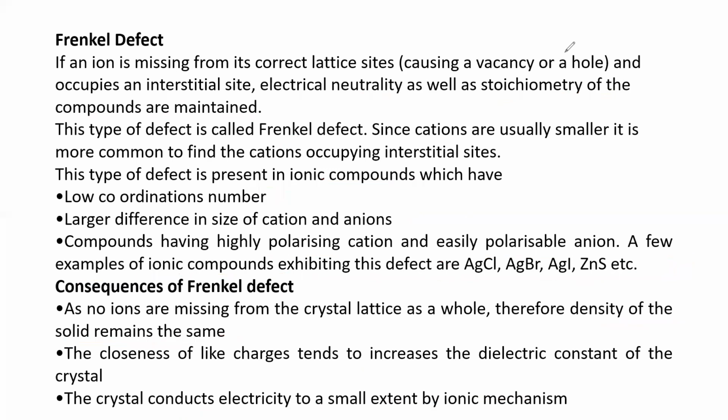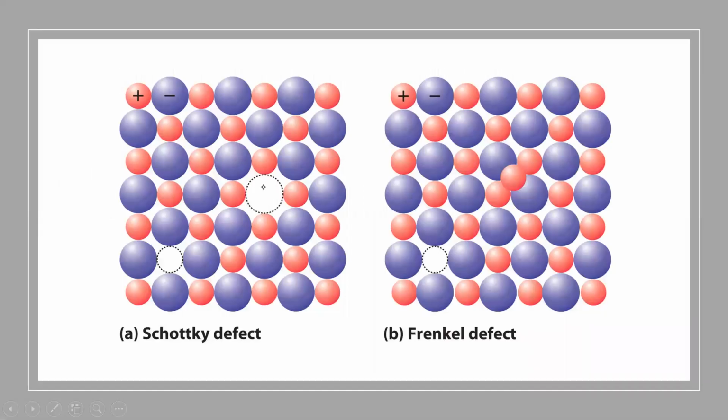And here you can see the diagram clearly. If an equal number of cations and anions are missing from the lattice site, it is called Schottky defect. Here you can see positive and negative, so an equal number of positive and negative. One positive and one negative is missing from the lattice site. So if an equal number of cations and anions are missing from the lattice site, it is called Schottky defect. Due to Schottky defect, the density of the crystal decreases.